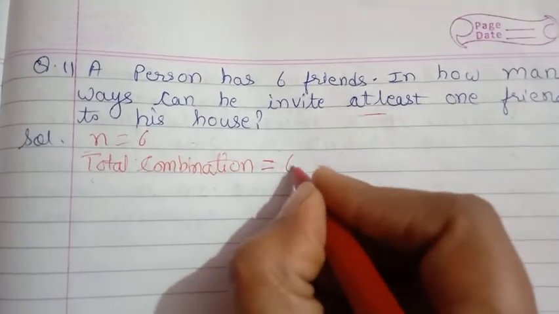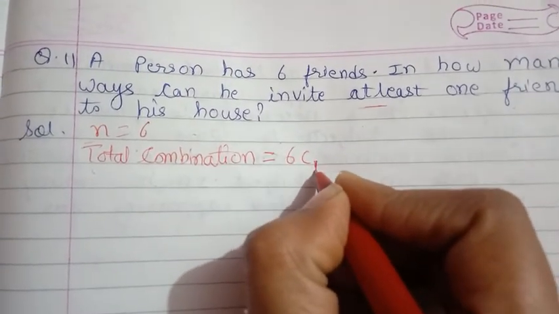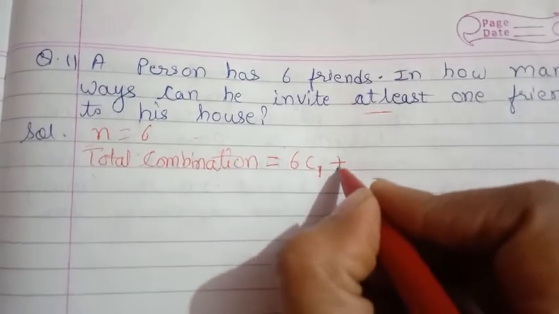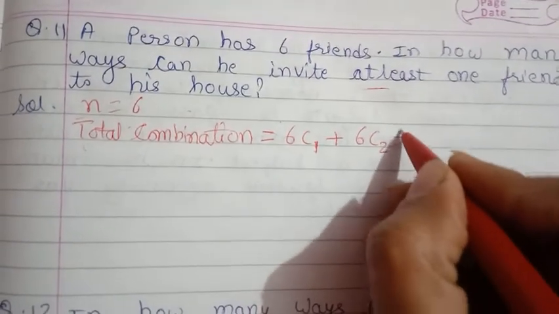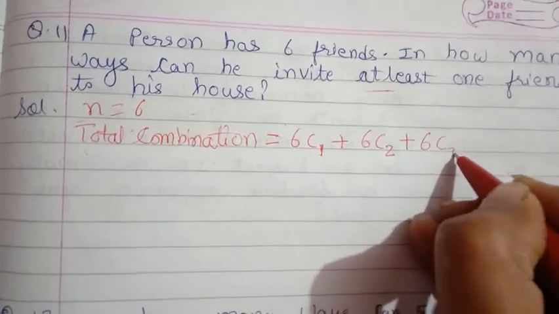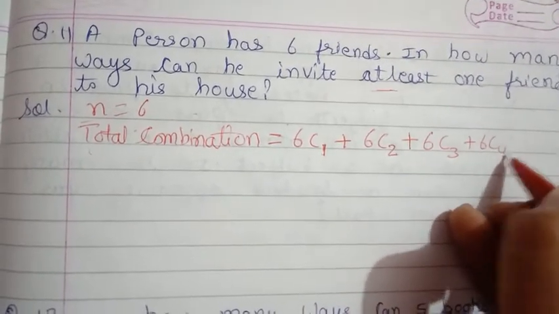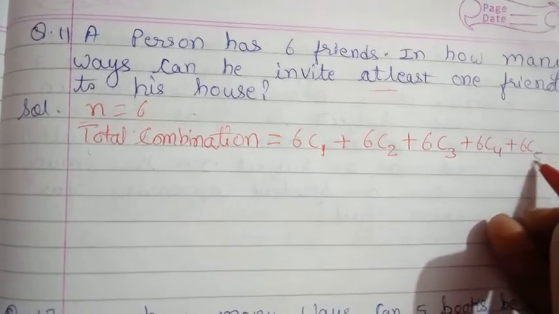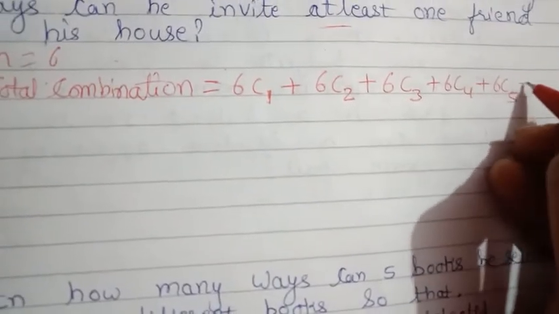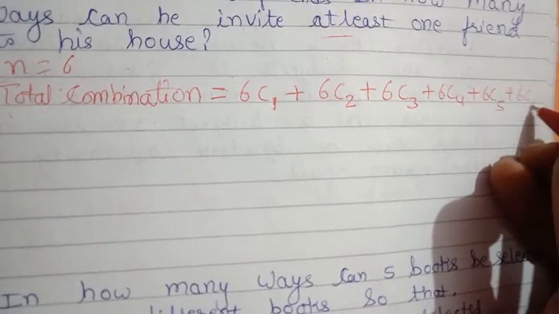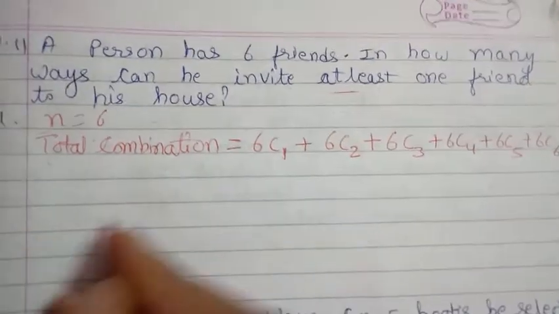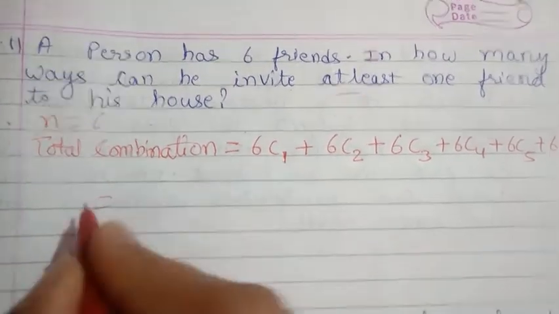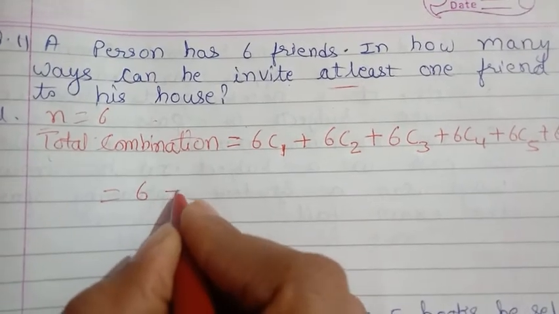from 6 friends, 1 friend he is inviting, that can be done in 6C1 ways. From 6 friends he is inviting 2 friends, so that can be done in 6C2 ways. Same way 6C3, 6C4, 6C5 and 6C6. Maximum 6 friends he can invite because he is having 6 friends, right? Now I'll solve this. 6C1, so that is equal to 6.